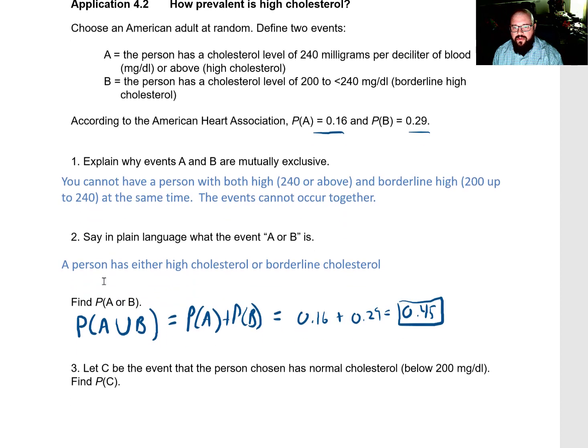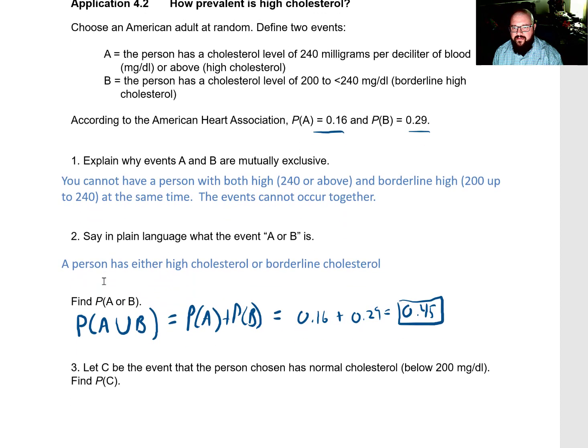Alright, so number 3 is saying, let C be the event that the person chosen has normal cholesterol below 200. So not 200 to less than 240, so not borderline or high, but has normal cholesterol, below 200, and find the probability of C.